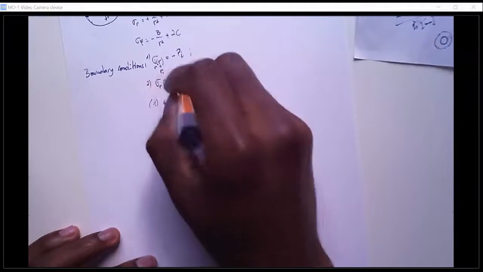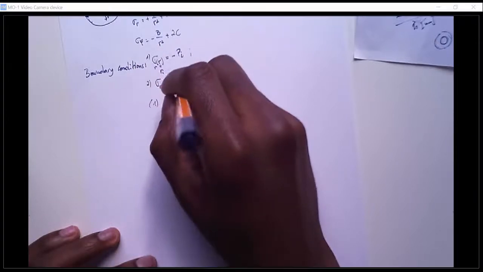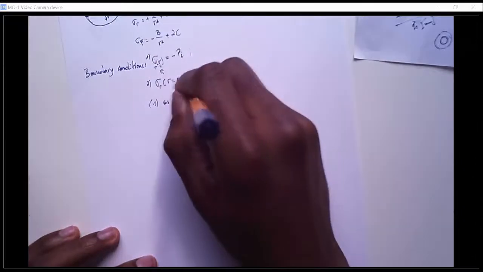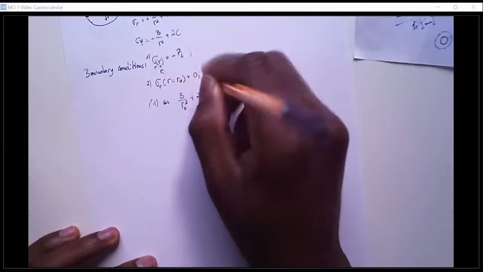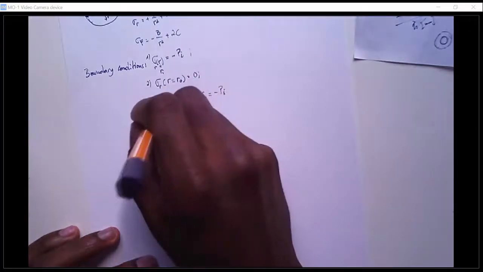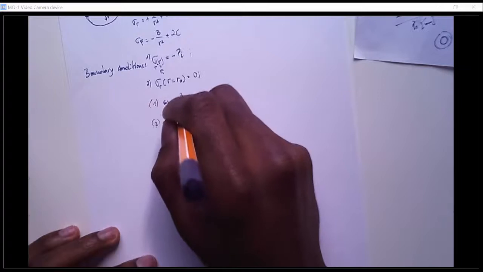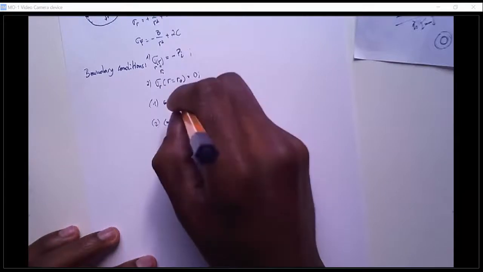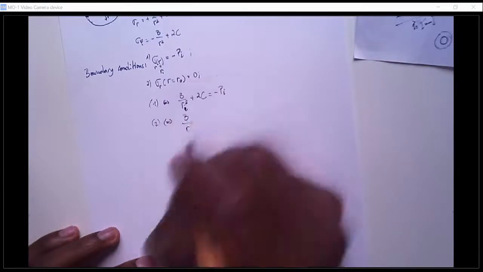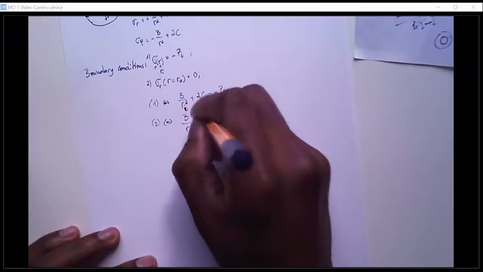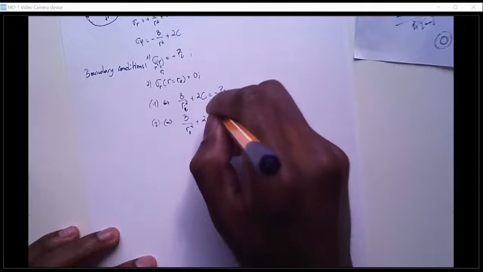So 1 is equivalent to B divided by r_i squared plus 2C equals minus p_i, and 2 is equivalent to B divided by r_o squared plus 2C equals 0. Sorry, the first one was r_i.